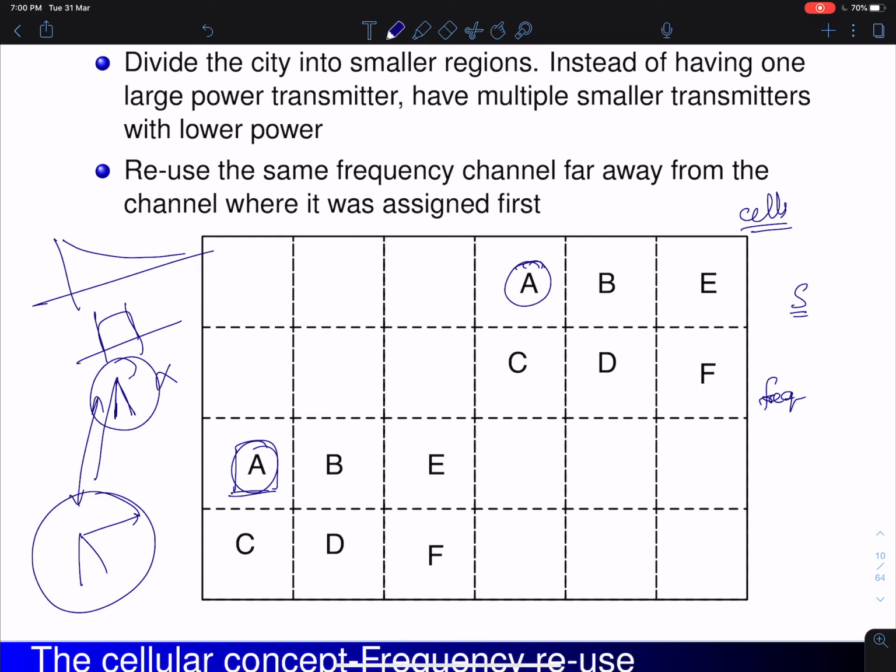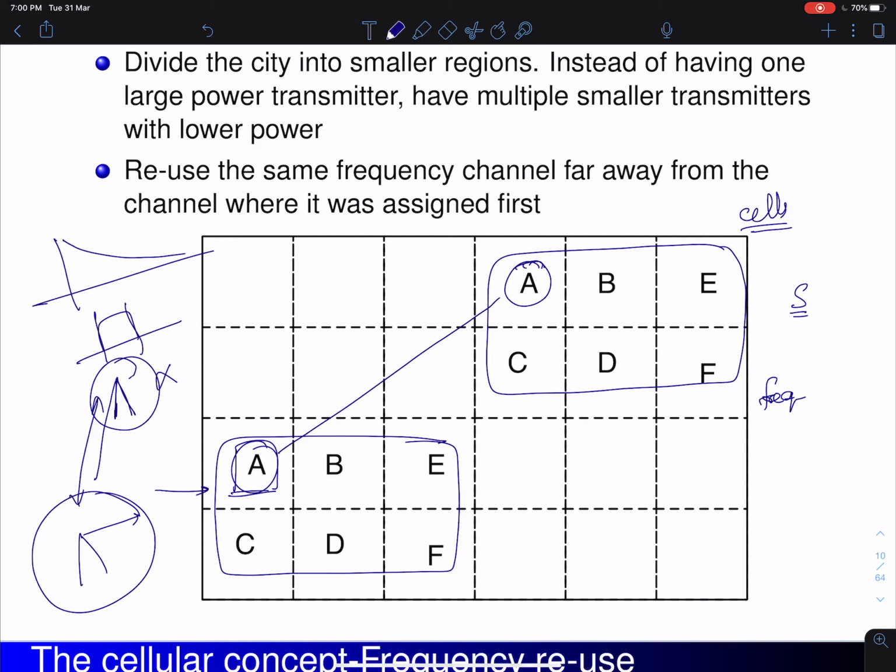Now what I'm going to do is divide this entire region into small cells, and assign unique frequencies to a set of cells called a cluster. He called the small group of cells a cluster, and to each cell he assigns a fixed number of channels. Then he reuses these frequencies again in a geographically different region. That way he's catering to more users using the same frequency, relying on the fact that the two base stations are so far apart that they don't interfere with each other.